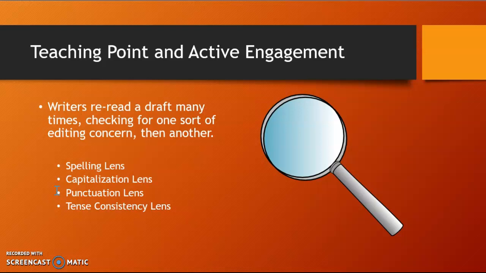Finally, the last lens that I want you to use today when you're editing your paper is called the tense consistency lens. Basically what that means is that you want to make sure that if your story is written in past tense, then all of your verbs are using past tense. Or if your story is written in present tense, all of your verbs are written in present tense. It can get confusing to the reader if you're confusing the tenses. And we're going to look at an example of that too in just a minute so you understand more of what I mean when I say we're going to edit using that lens as well.